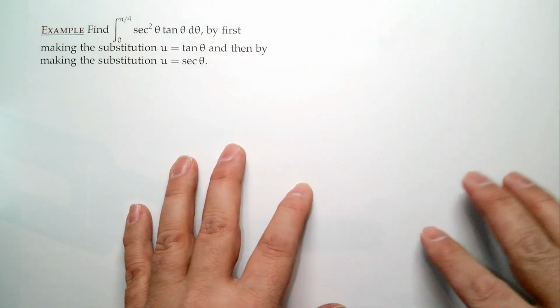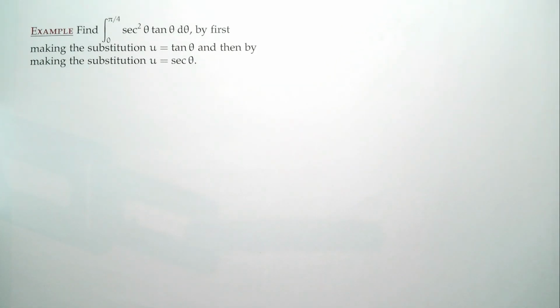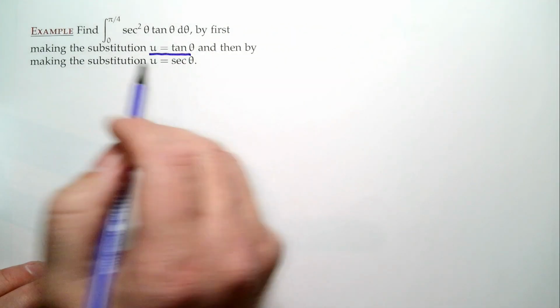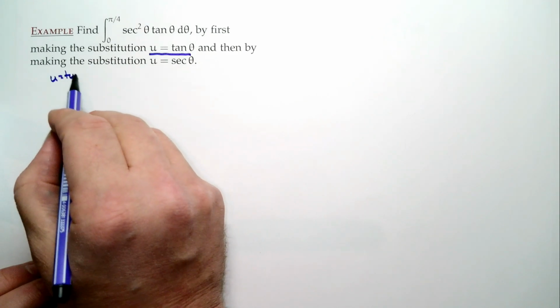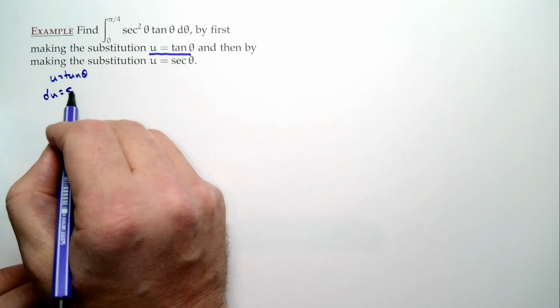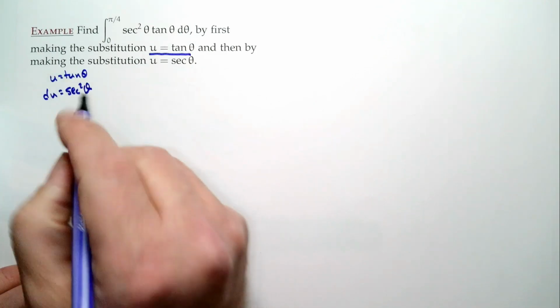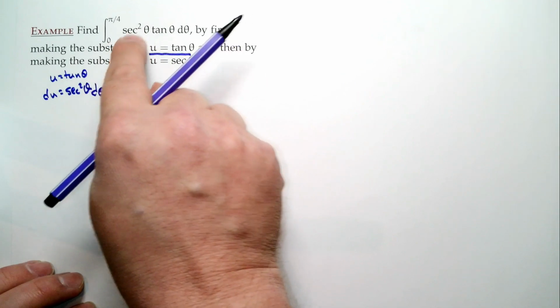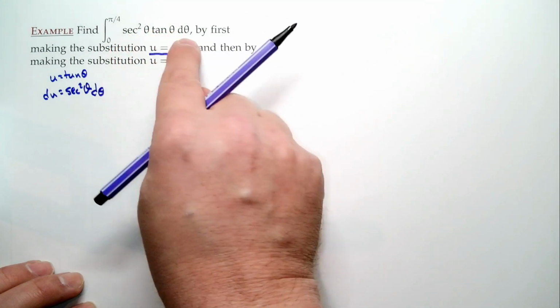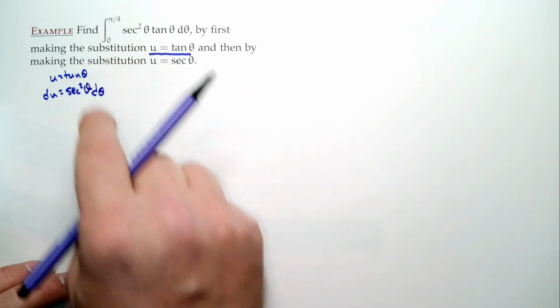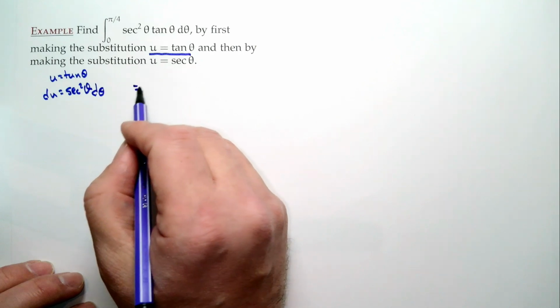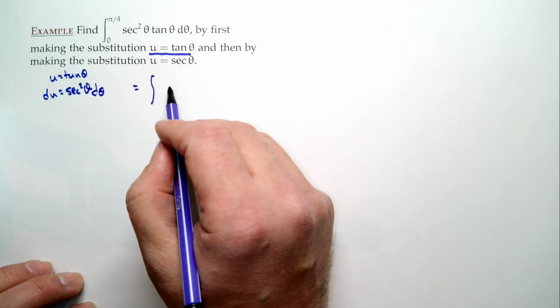Find the integral from 0 to pi fourths of secant squared theta tangent theta d theta, by first making the substitution u equals tangent theta, and then making the substitution u equals secant theta. Okay, so we get to do this problem twice. Let's just follow the instructions. Let's start with tangent theta. If u equals tangent theta, what would du become? Secant squared, and I should also have a d theta here. Secant squared d theta, that's good. That will become the du part. Tangent of theta is also good. That becomes the u. So this integral will become the integral of u du.